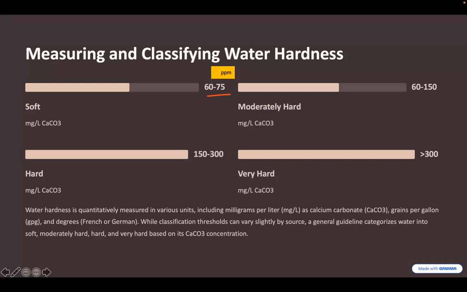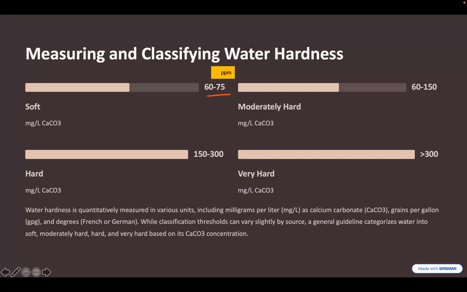However, if the hardness is slightly higher, 60 to 150 ppm, then we call that moderately hard water. This water is also healthy for drinking. There is no harm for our daily usage or domestic applications.